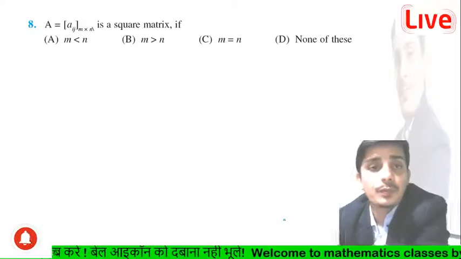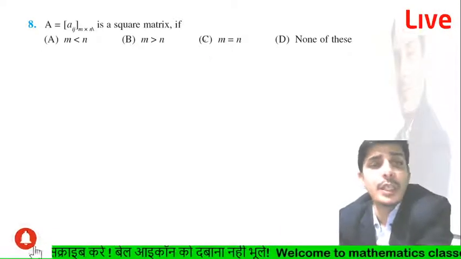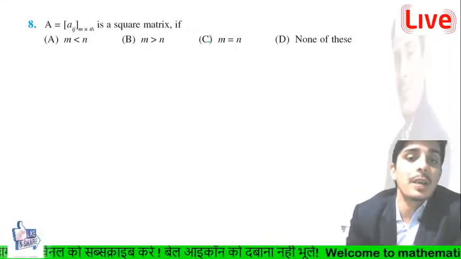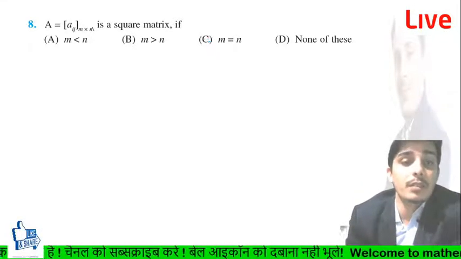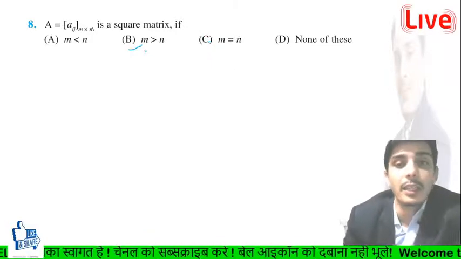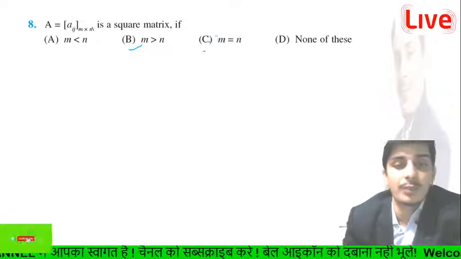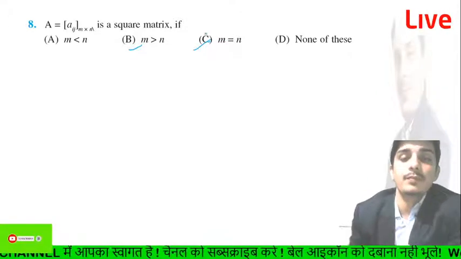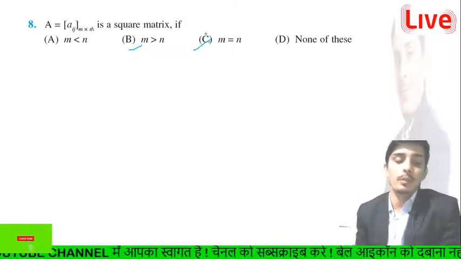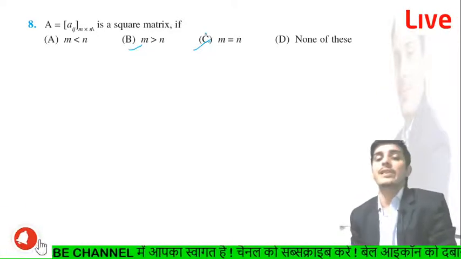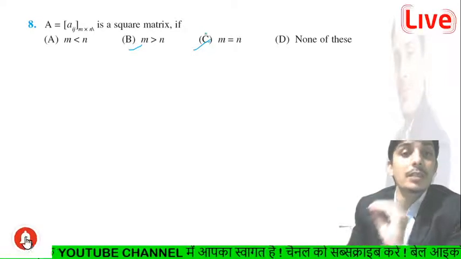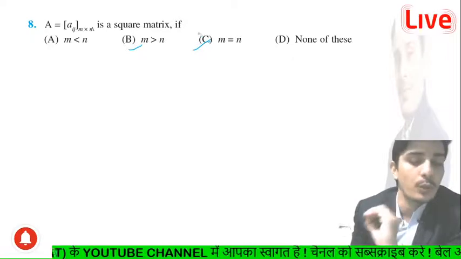So now this is a very simple question guys. A_ij is an m cross n matrix if m is less than n, or m is greater than n, or m is equal to n, or none of these. So we know that a matrix is a square matrix when the number of columns is equal to the number of rows. So you can consider option C is the correct answer for this question guys, right.